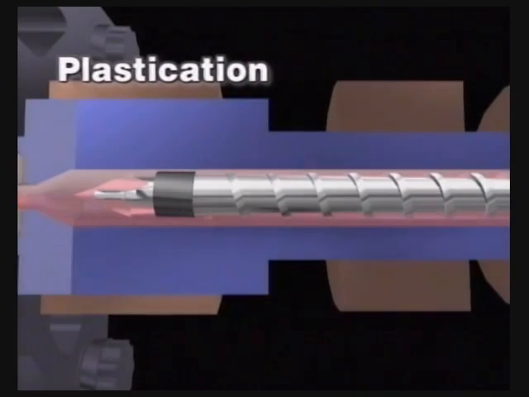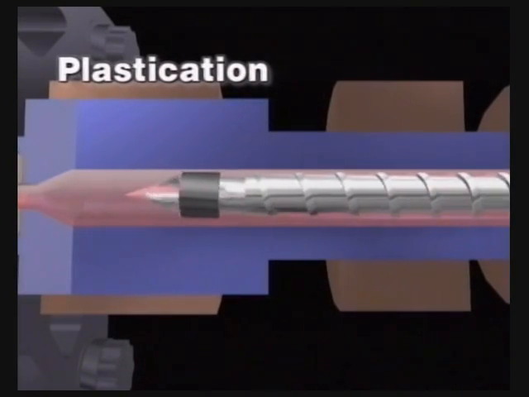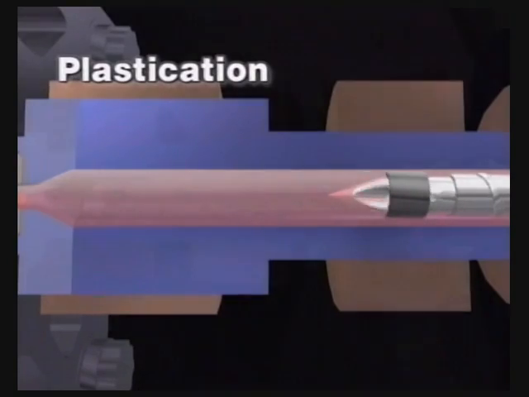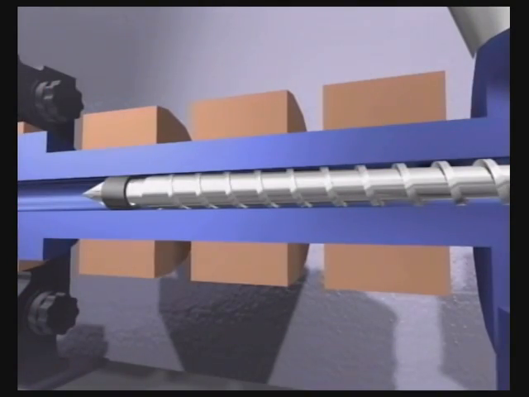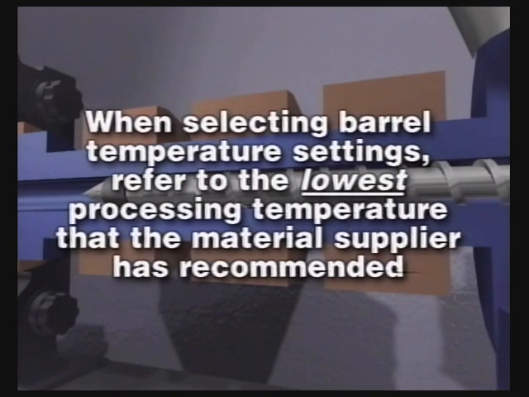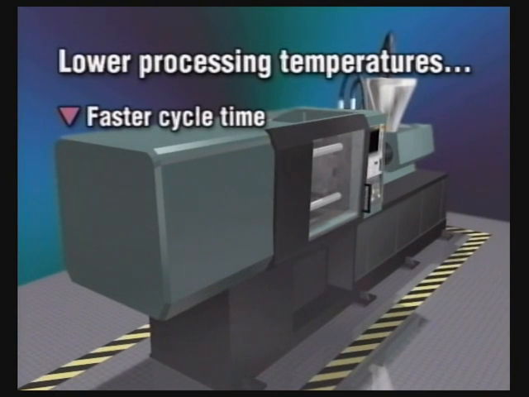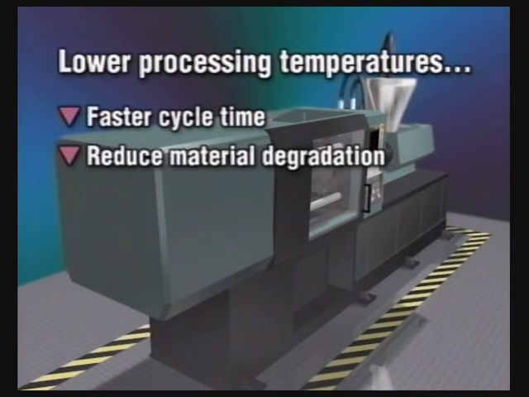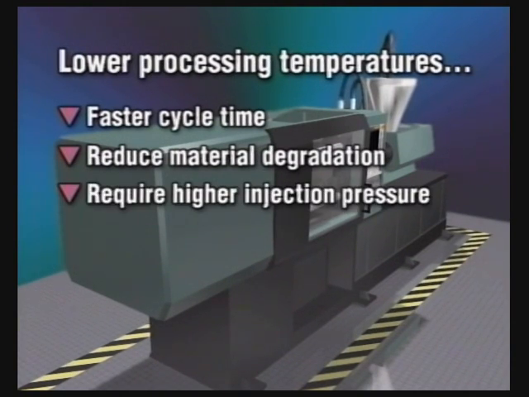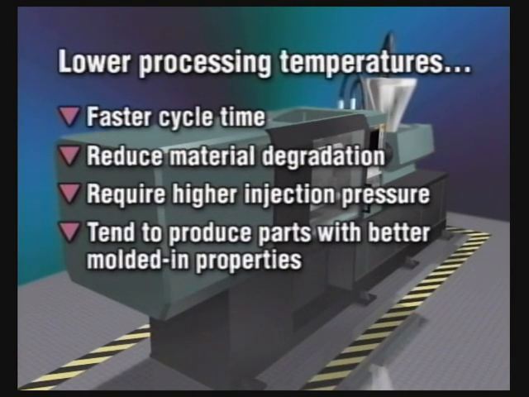The first stage of processing is plastication, or melting of the plastic material. When selecting barrel temperature settings, refer to the lowest processing temperature that the material supplier has recommended. Molding at a low temperature results in a faster cycle time and reduces the chance for material degradation. Lower processing temperatures require higher injection pressure to fill the mold. Products molded at lower processing temperatures and slower screw speeds tend to have better molded-in properties.